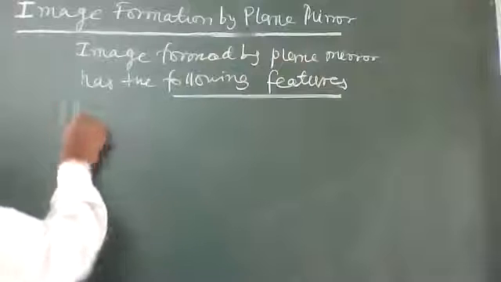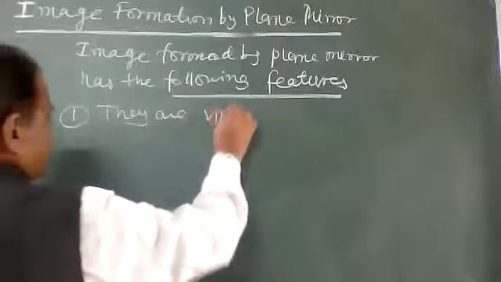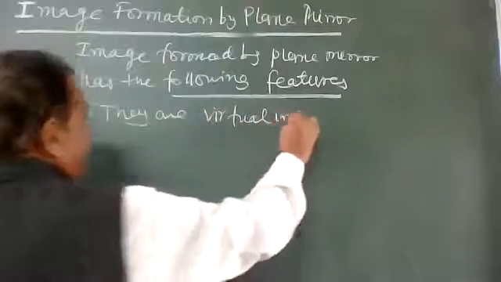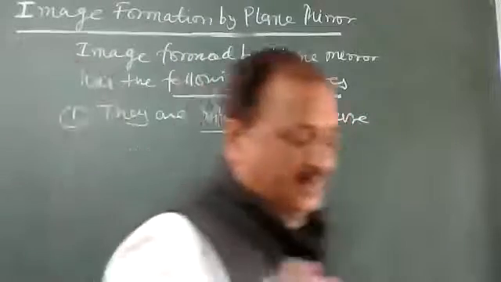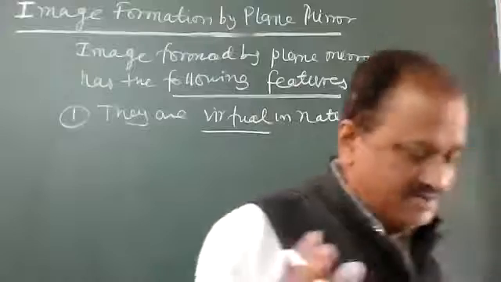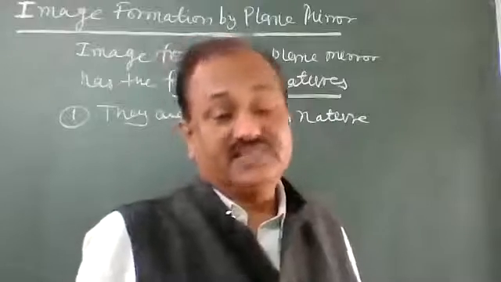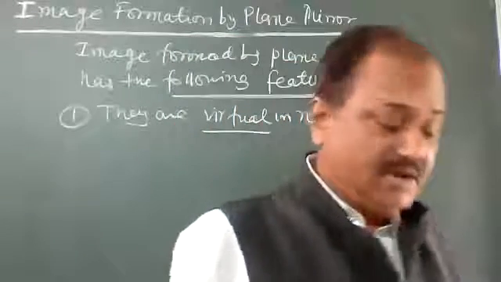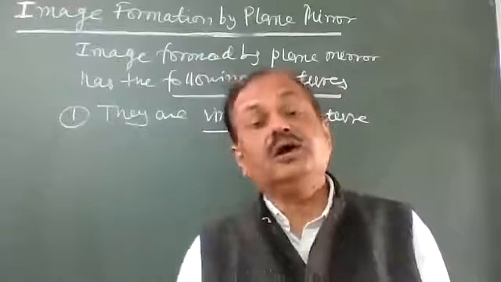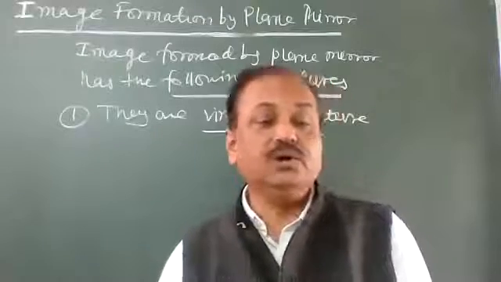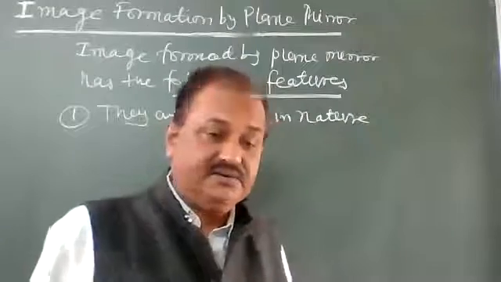So the first property is they are virtual in nature. So simply, virtual means when any image cannot be taken on a surface, it is called a virtual image. So virtual images cannot be taken on a screen.